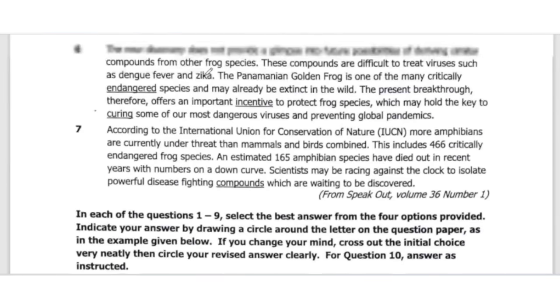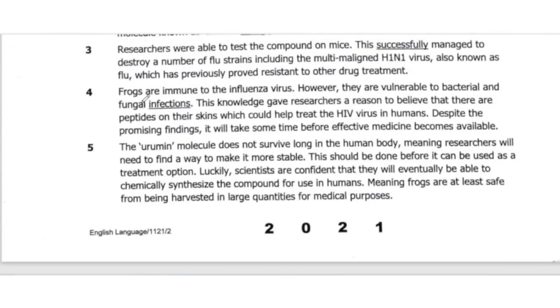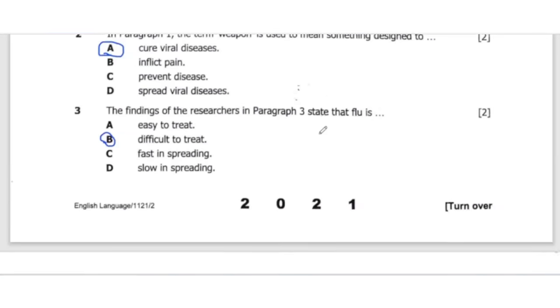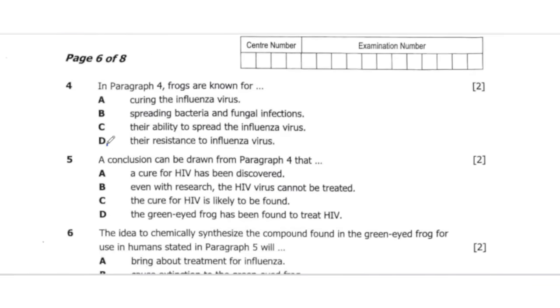Okay, so I'm going to go to paragraph four, which says frogs are immune to the influenza virus. So just like reading here, it is giving me that answer D was correct. However, they are vulnerable to bacteria and fungal infection. This knowledge gave researchers a reason to believe that there are peptides on their skins which could help treat the HIV virus in humans. Despite the promising findings, it will take some time before effective medicine becomes available. So the correct answer, I'm sure, is D. That's what I've gotten. The correct answer is D on number four.